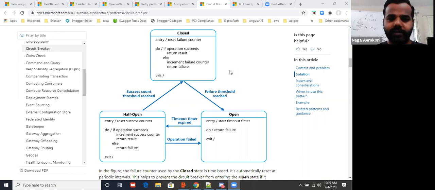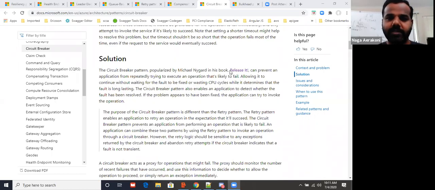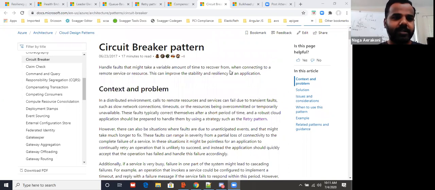Okay, I think we are spending more time here, so let's switch to other patterns. I think we just completed two. We are almost over an hour.